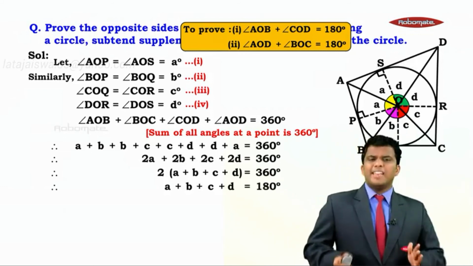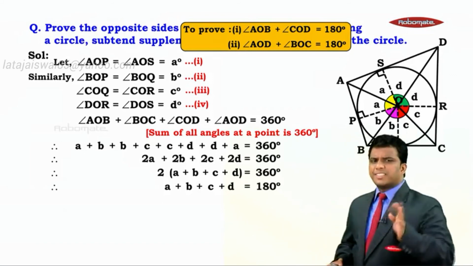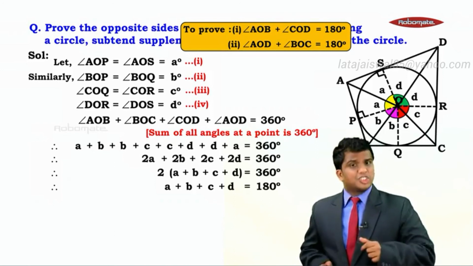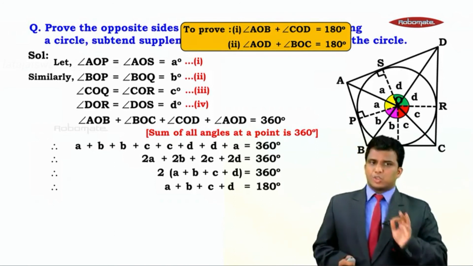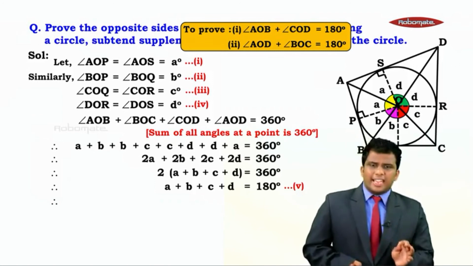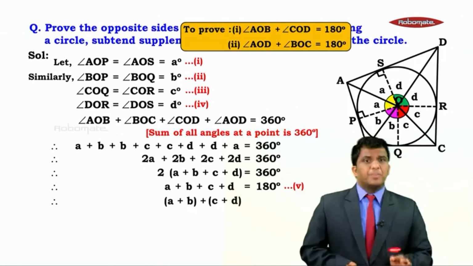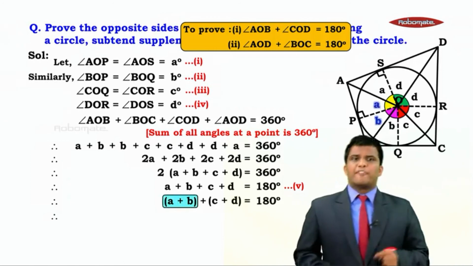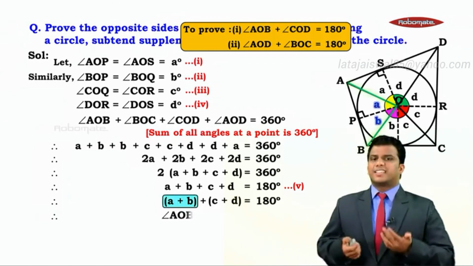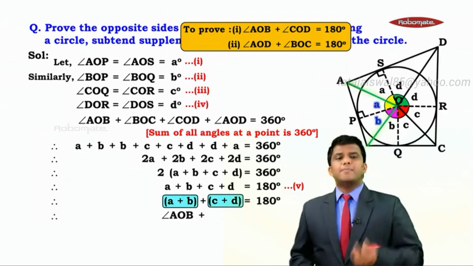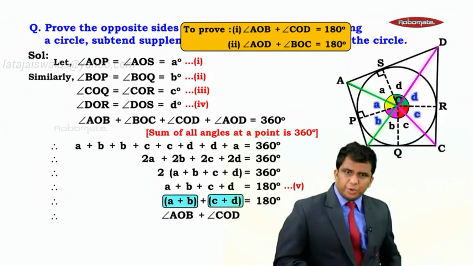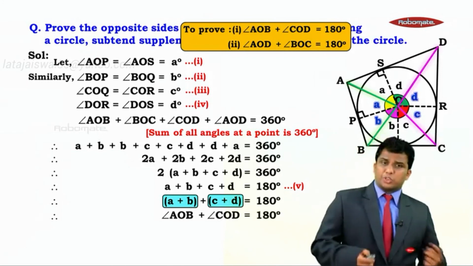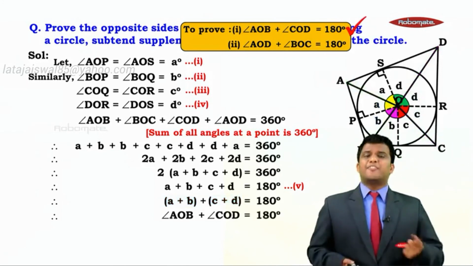But we have an equation where A plus B plus C plus D is 180, and definitely we require 180 in the question also. But in the question, we require the sum of two angles to be 180. If you observe A plus B very carefully, A plus B is the value of some angle. It's the value of angle AOB. So A plus B is nothing but angle AOB, and C plus D is the value of angle COD. Hence, we now have angle AOB plus angle COD is equal to 180. And apparently, this is what we need in the first part.